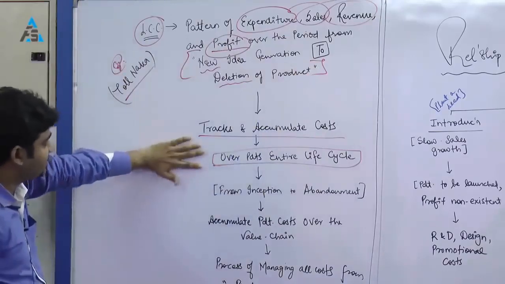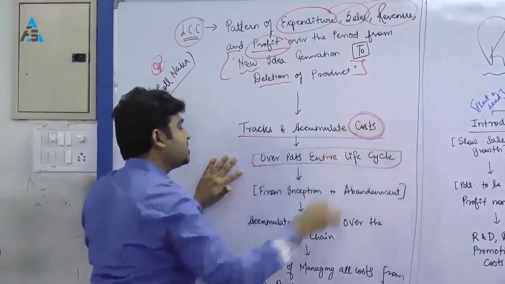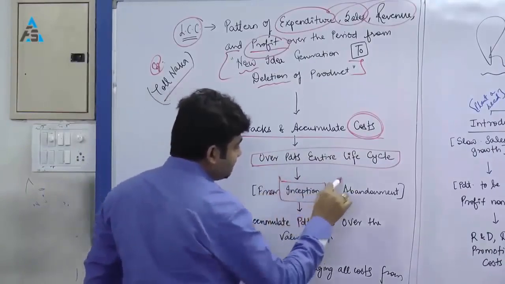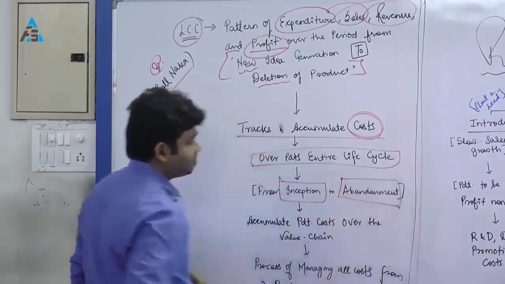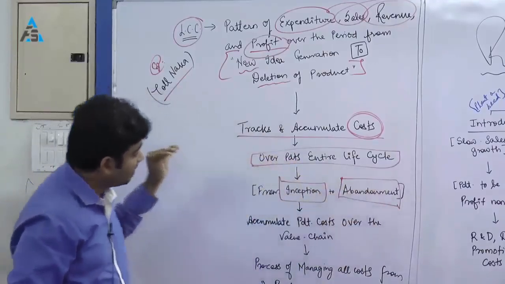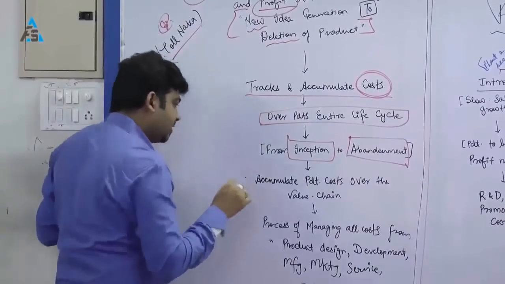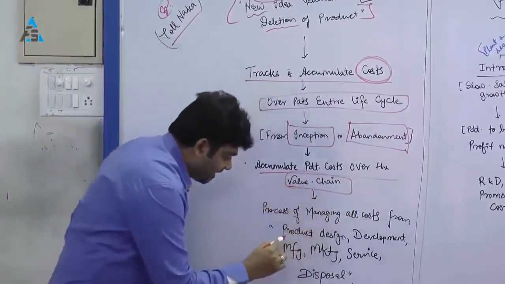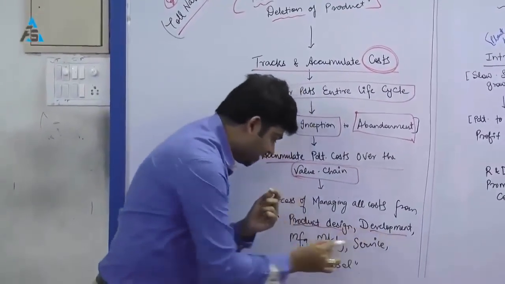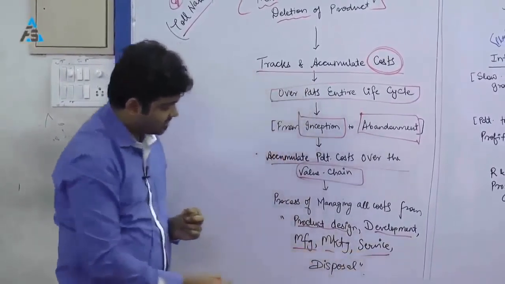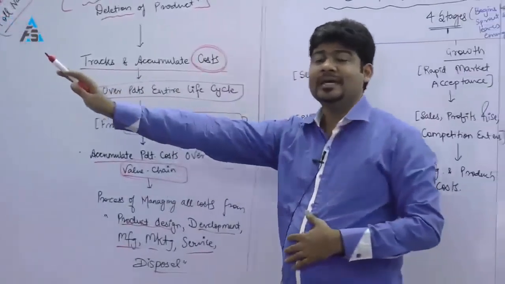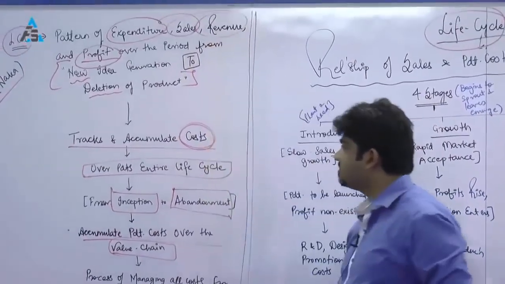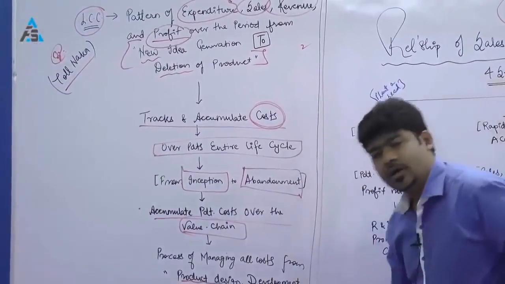So it tracks and accumulates costs over the product's entire life cycle from inception, मतलब start se lekar abandonment tak, ये सब चीज को ट्रैक करेगा वो। Accumulate product costs over value chain, सो जो भी कंपनी का वैल्यू चेन रहेगा, I have written here, so value chain will start from product design, will go to development, देन मैन्युफैक्चरिंग होगा, फिर उसका मार्केटिंग करना पड़ेगा, आफ्टर सेल सर्विस एंड फाइनली डिस्पोज ऑफ करना पड़ेगा। तो वो वैल्यू चेन में जितना भी कॉस्टिंग करने वाला है वो सब मेरे को अक्यूमुलेट एंड ट्रैक करना पड़ेगा, is what life cycle costing says. So in terms of theory this is what you are expected to write. Are we clear?